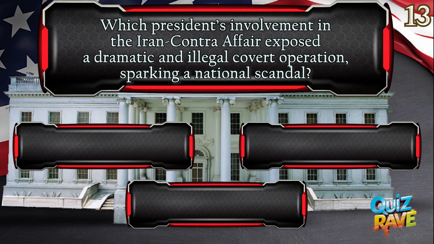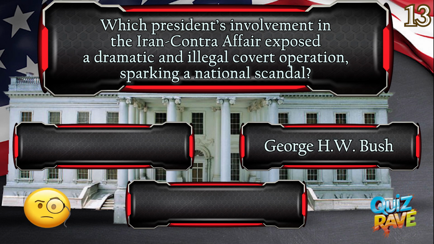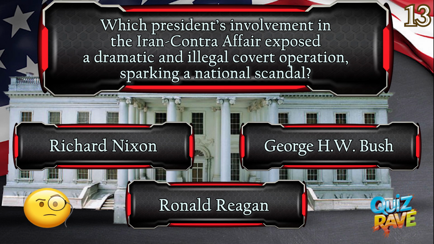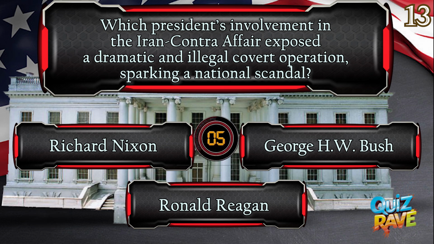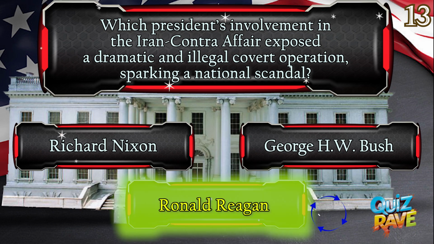Which president's involvement in the Iran-Contra affair exposed a dramatic and illegal covert operation, sparking a national scandal? George H.W. Bush, Richard Nixon, Ronald Reagan. Correct answer, Ronald Reagan.